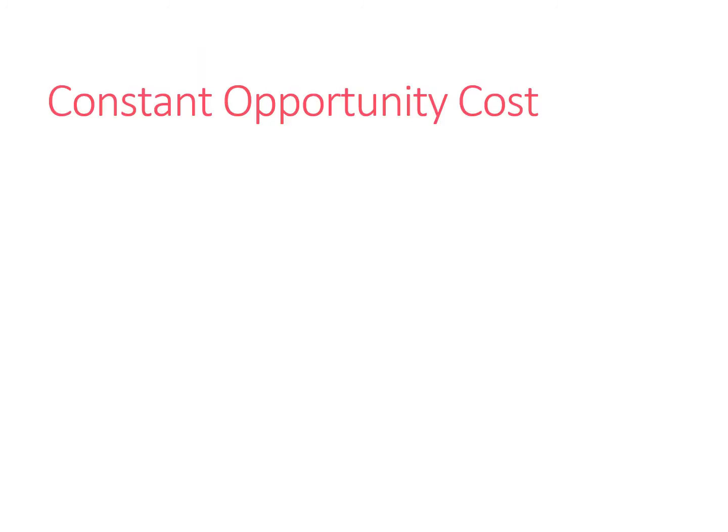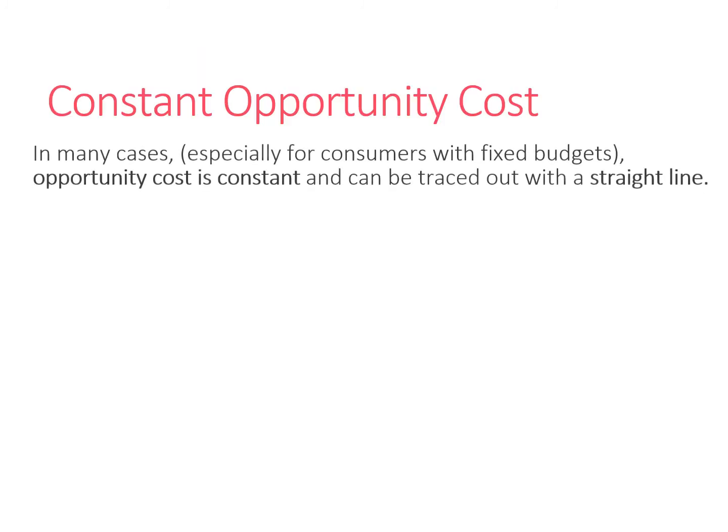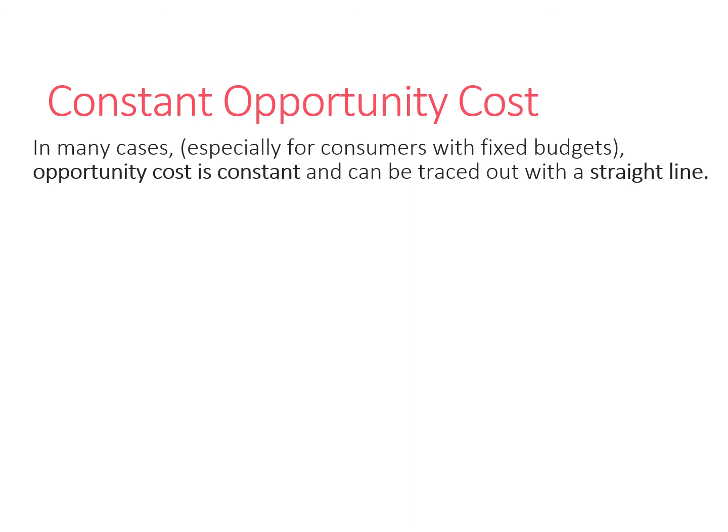Now, the last thing we'll talk about here is constant opportunity cost. In many cases, especially for consumers with fixed budgets, opportunity cost is constant, and it can be traced out with a straight line. Like I said, if opportunity cost is constant, the production possibility frontier would have a straight line.